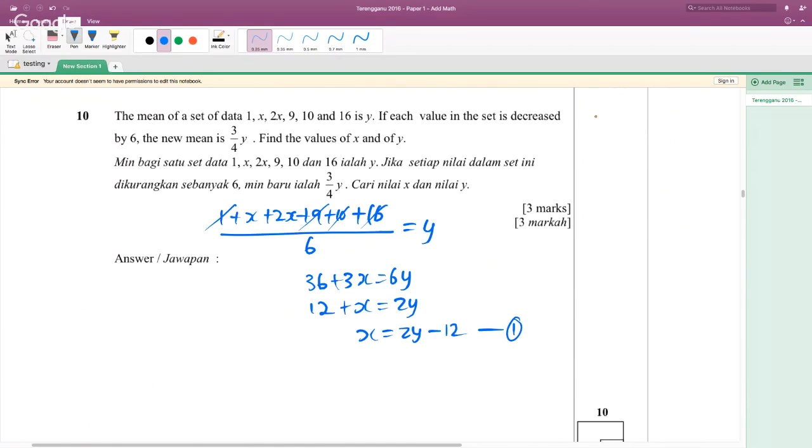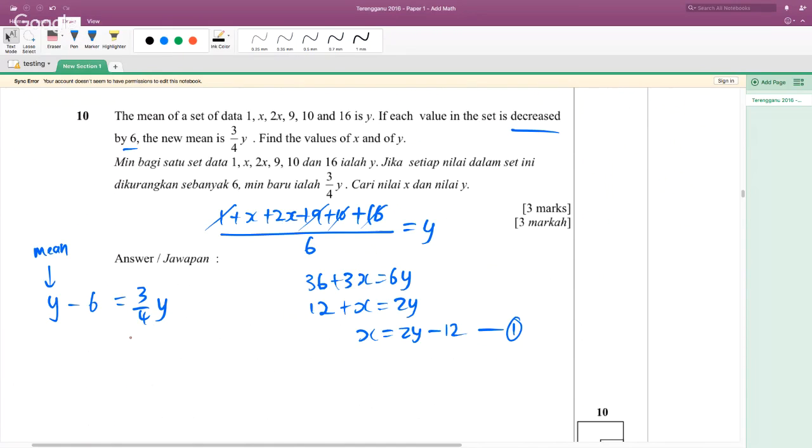If each value in the set decreases by 6, the new mean is 3 over 4 y. Each value decreasing by 6 has the same meaning as the mean minus 6. This is something quite important, so you will get a new mean.